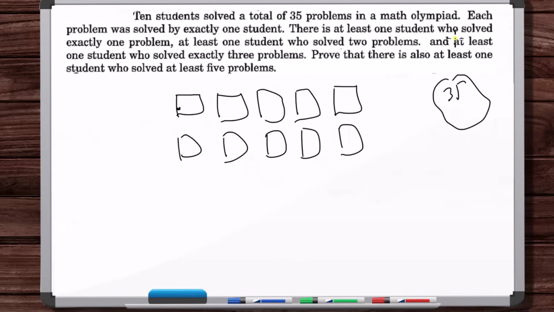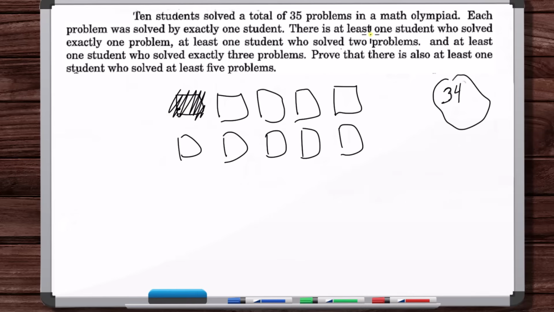There's at least one student who solved exactly one problem. So what we can do with that is erase this, ignore this, and just change this to 34, right? So that takes care of that. Now we've got these 9 pigeonholes and 34 problems, because that student didn't solve 5 problems, so we don't have to think about them.